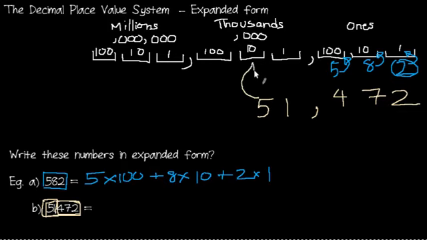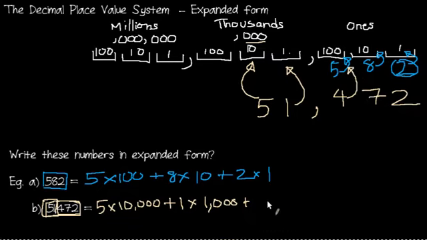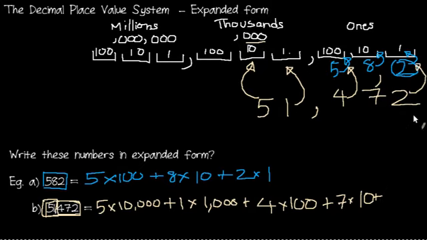So for this one, it's going to be 5 10,000s, or 5 times 10,000, plus 1 times 1,000, plus 4 times 100, plus 7 times 10, plus 2 times 1.